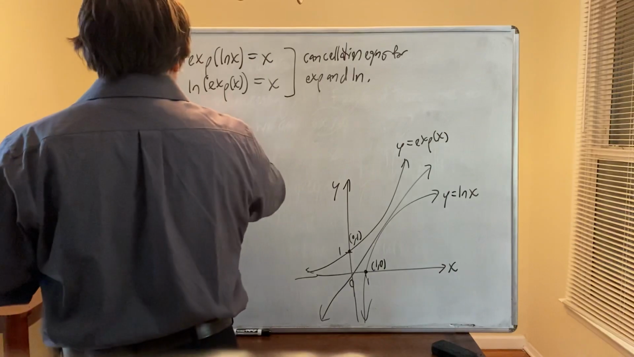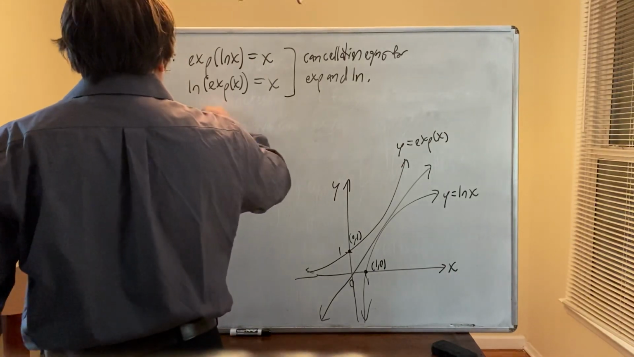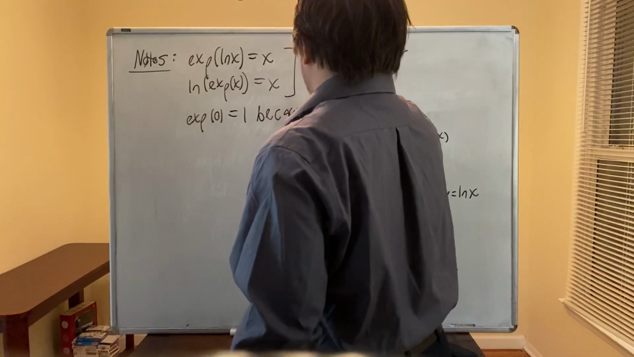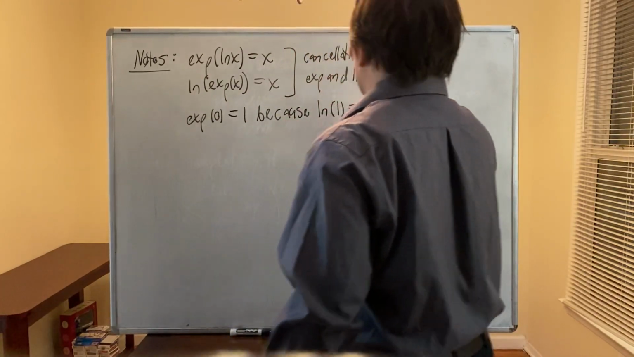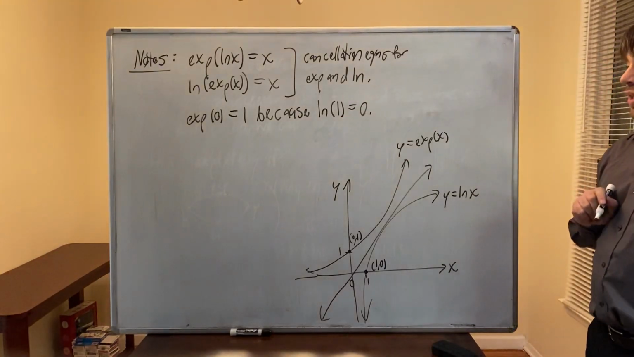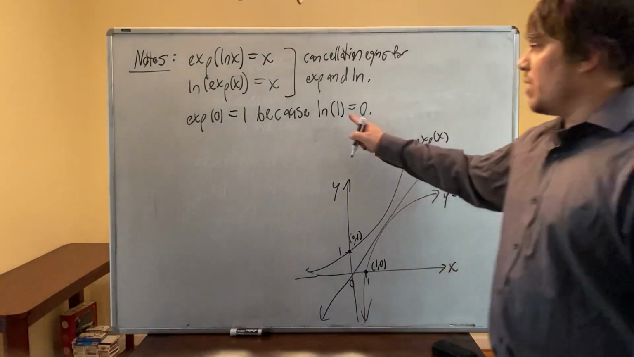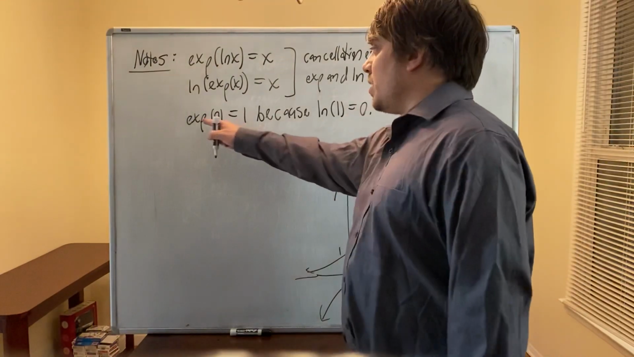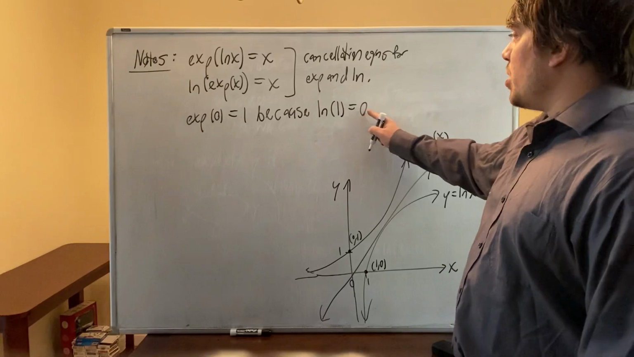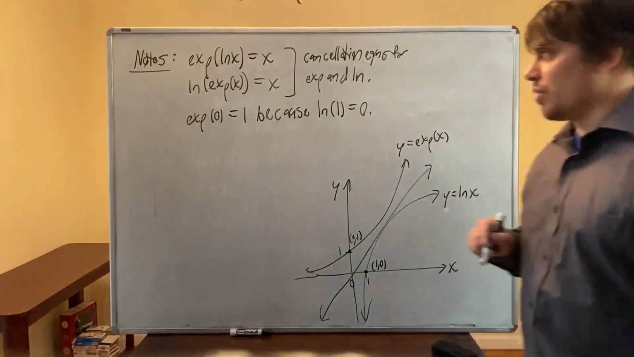Okay. Another thing to note is that exp of 0 is equal to 1 because ln of 1 equals 0. Okay? And since ln of 1 is 0, then exp does the opposite, it does the reverse. And so ln maps 1 to 0, exp maps 0 to 1. So exp of 0 is 1.